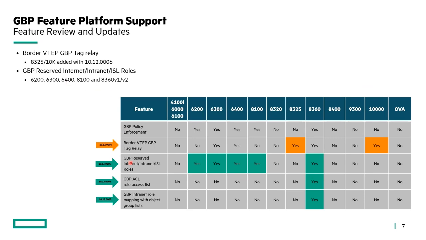And so now, as you see as well in green here, we have the GBP reserved internet, intranet, and ISL roles that apply to these platforms in green here that have been added. And then also exclusively for the 8360 V1 and V2 platforms, we now have the GBP ACL role access lists in addition to the mapping with object group lists here. So this is only 8360 itself, and it does require the core spine profile be applied, where the default is actually the aggregation leaf profile. And so we'll see what that looks like as we move forward.